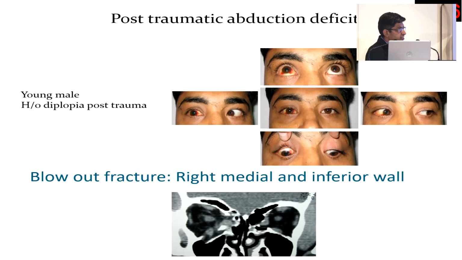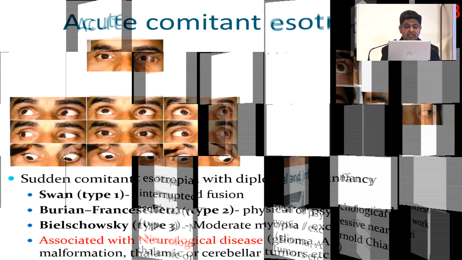Look at the limitation of movement and look at the deviation in primary gaze. The diplopia is predominantly in this case. So this is probably a localized trauma to the orbit. You can see an imaging that was done. A CT is enough, then you don't need an MRI, and you can see a blowout fracture that is entrapping the medial rectus and preventing abduction.